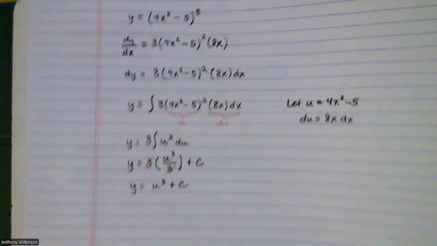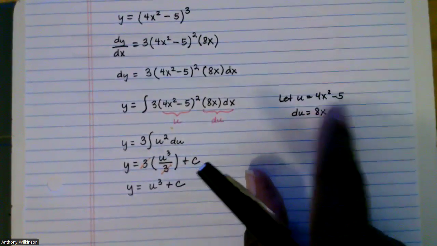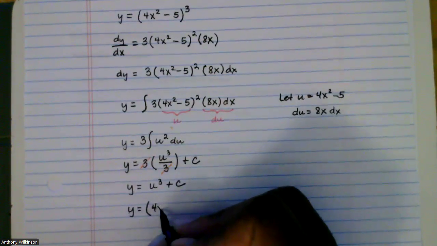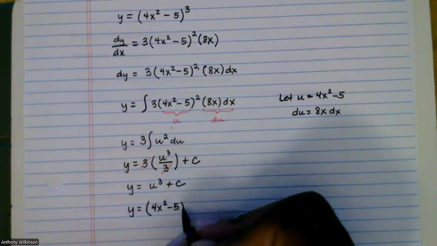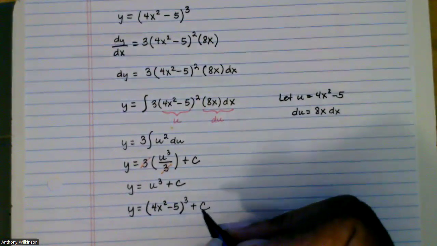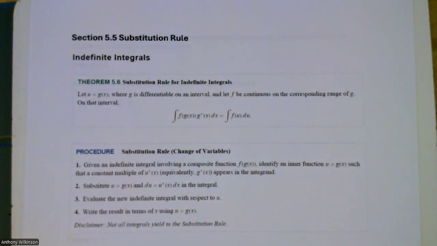And of course, I have to do back substitution, meaning I let u equal 4x squared minus 5. So I replace that u with that 4x squared minus 5. So I have y equal to 4x squared minus 5, that quantity cubed, plus c, which is pretty much similar to what I have up here. All right, now that idea is how we're going to use the substitution rule to do our integration of expressions.